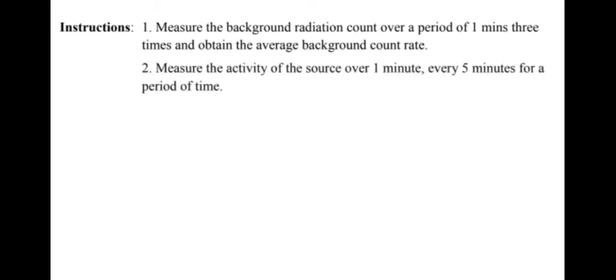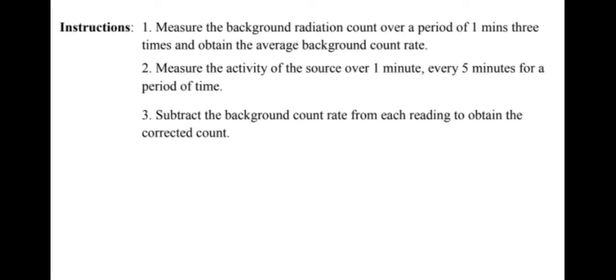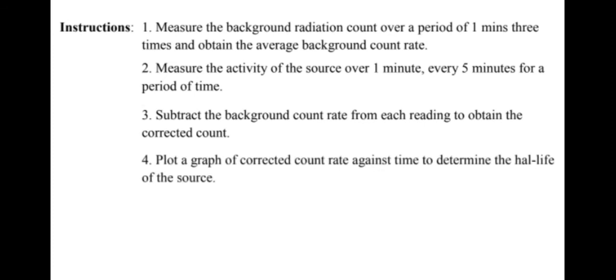Secondly, we're going to measure the activity of the source over 1 minute every 5 minutes for a period of time. Then we're going to subtract the background count rate from each reading to obtain the corrected count rate, and then plot a graph of the corrected count rate against time to determine the half-life of the source.